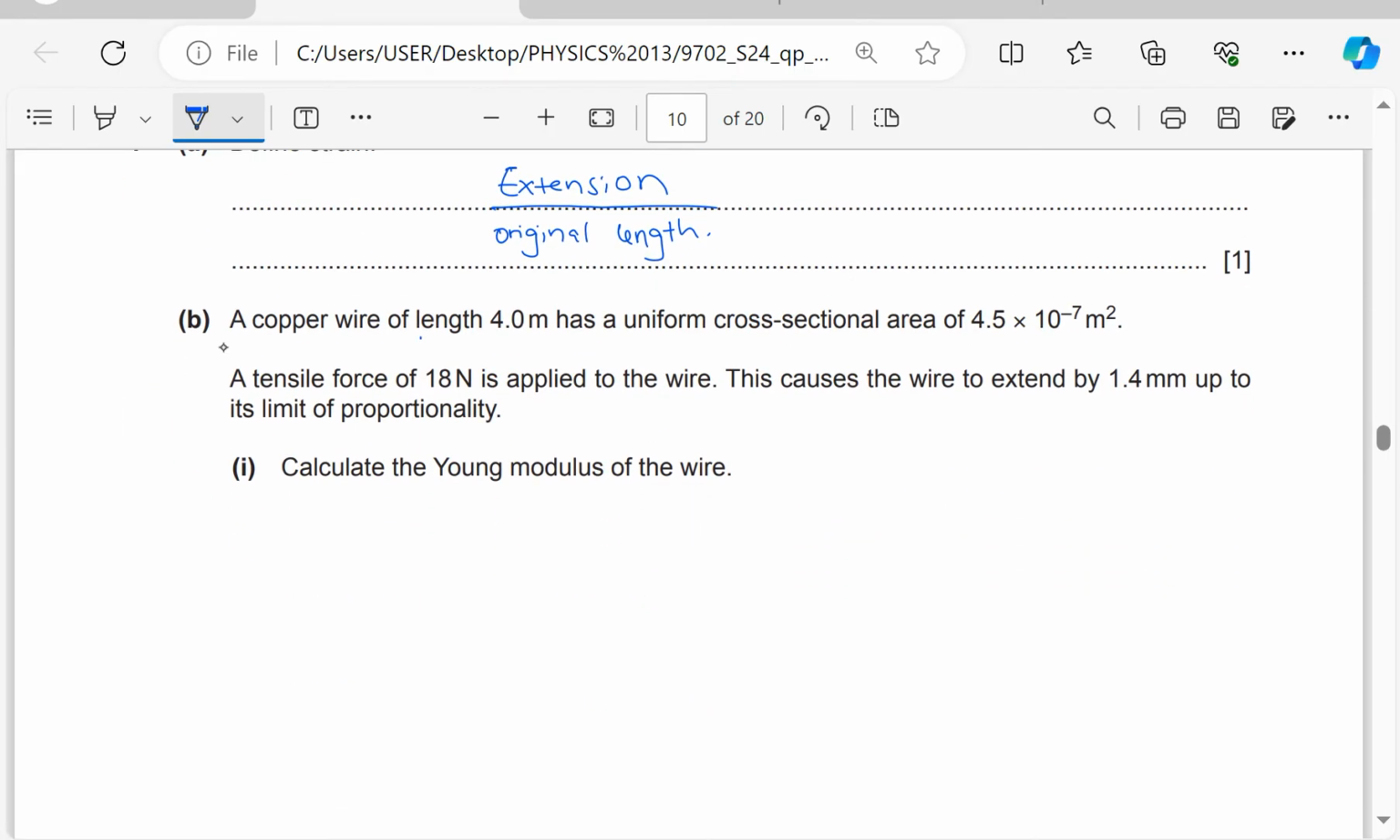A copper wire of length 4 meters has a uniform cross-sectional area 4.5 times 10 to the power of minus 7. Tensile force of 18 newtons is applied to the wire. This causes the wire to extend by 1.4. So this is extension 1.4. Remember to change this to 10 to the power of minus 3, to change it to meters. Up to its proportionality limit. So the proportionality limit is after an extension of 1.4 caused by 18 newtons.